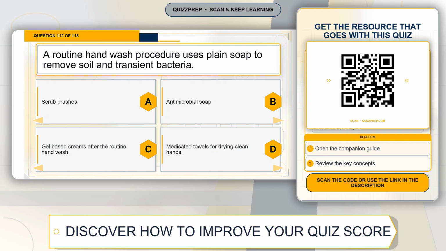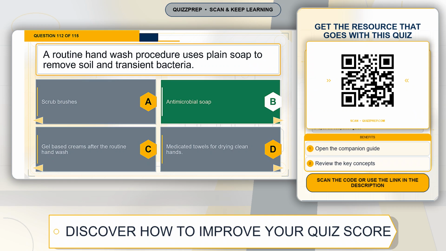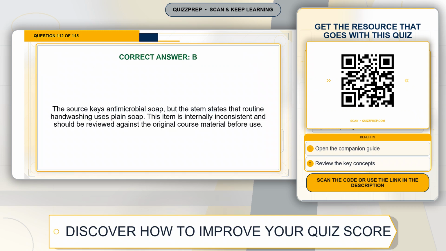Question 112. A routine hand wash procedure uses plain soap to remove soil and transient bacteria. Option A, scrub brushes. Option B, antimicrobial soap. Option C, gel-based creams after the routine hand wash. Option D, medicated towels for drying clean hands. The correct answer is option B, antimicrobial soap. Explanation. The source keys antimicrobial soap, but the stem states that routine handwashing uses plain soap. This item is internally inconsistent and should be reviewed against the original course material before use.